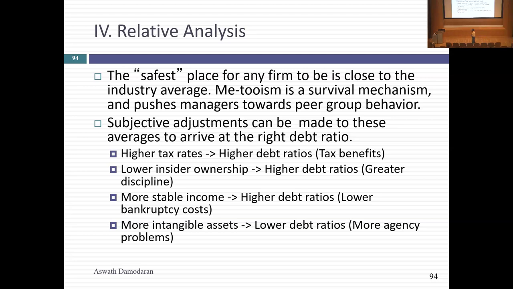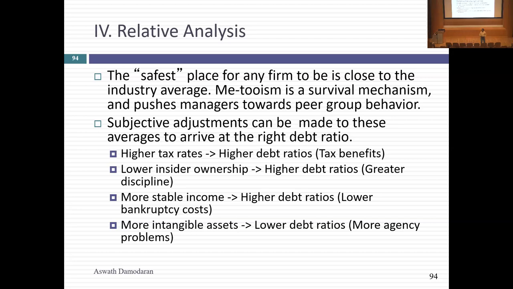My problem with doing this is not that people look at the sector, but that they don't look for differences across companies within the sector. On what dimensions? If you're looking at telecom companies in Europe, I would expect Deutsche Telekom to carry more debt than Irish Telecom. Why? Because the tax rate in Germany is higher. So I would expect companies that face higher tax rates to have higher debt ratios.